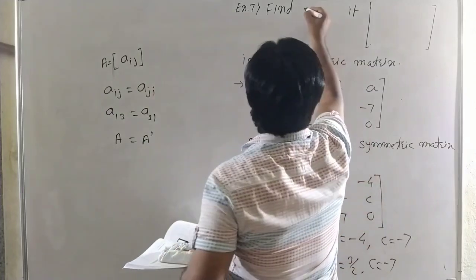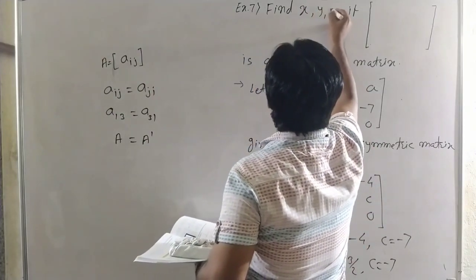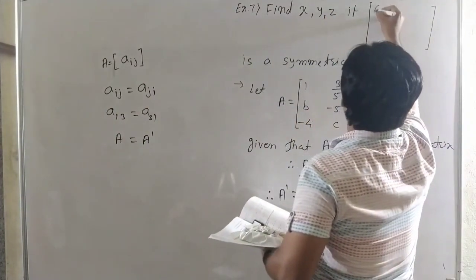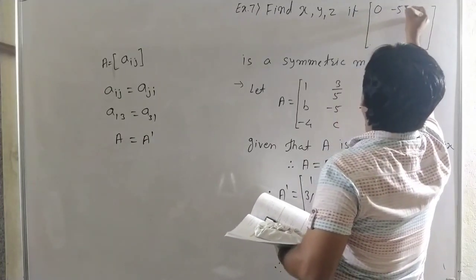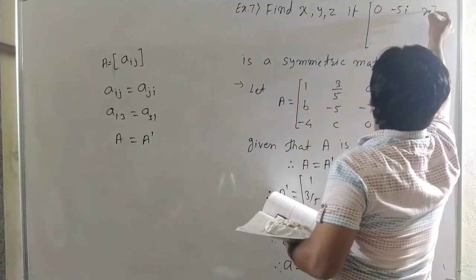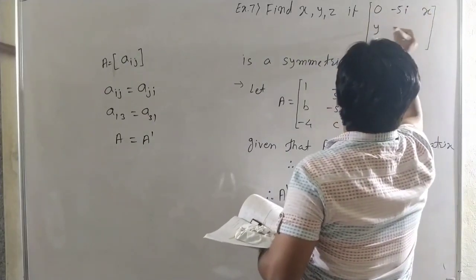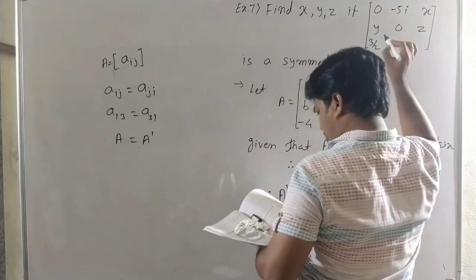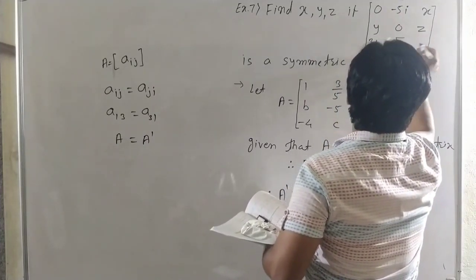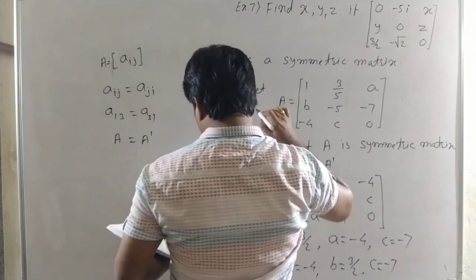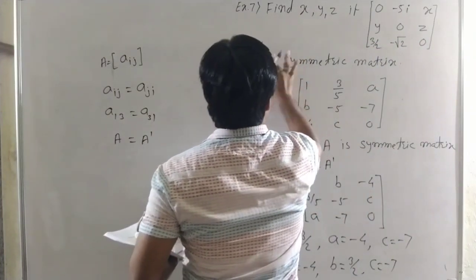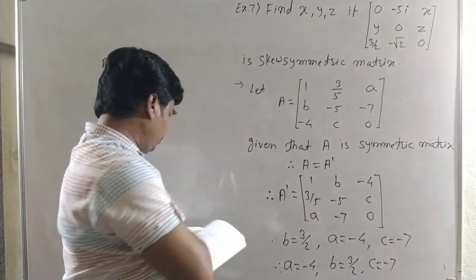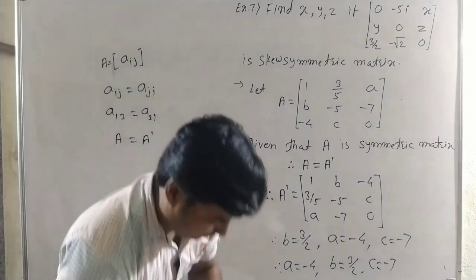Same example, but it is here. Find x, y and z if the matrix 0, 5y, x; y, 0, z; 3 by 2, minus under root 2, and 0 is a skew symmetric matrix.